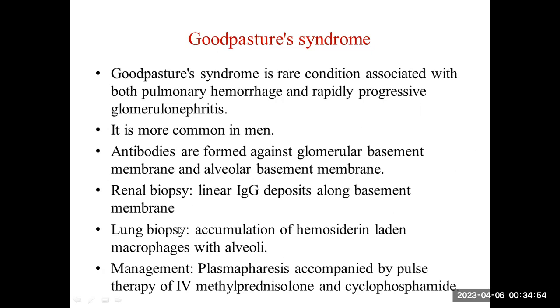But also, if there is pulmonary involvement in Goodpasture syndrome, you can do pulmonary function testing, and specifically, you will have increased KCO, increased diffusion capacity for carbon monoxide. Increased KCO indicates pulmonary hemorrhage. The management, of course, as we said, is pulse steroid therapy with IV methylprednisolone with cyclophosphamide, and you add plasmapheresis as well in Goodpasture syndrome.